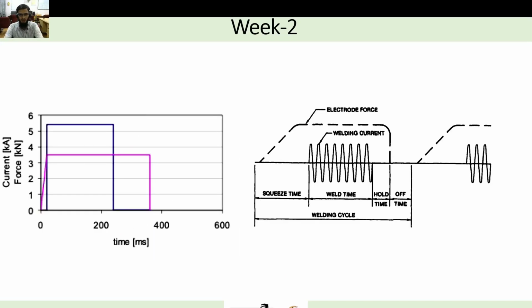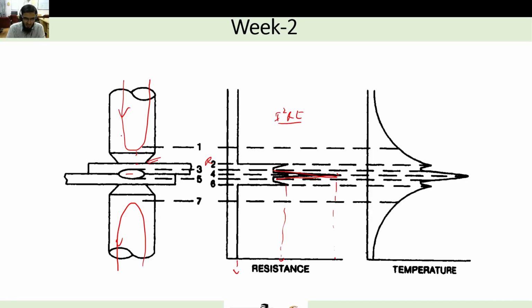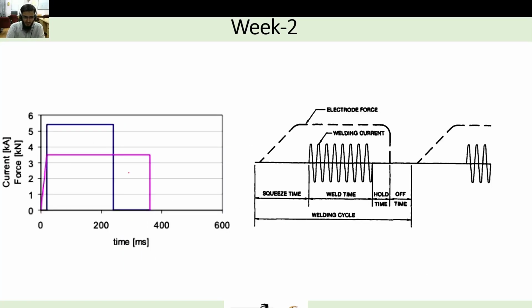Now coming to the weld cycle. In resistance spot welding, we use the electrode to apply the load, as well as to pass the current. So there are basically two functions. We are supplying current through this electrode, as well as applying load P through this electrode. So the cycle of resistance spot welding will be looking like this. This graph is for load or force, you can say, and this is for current.